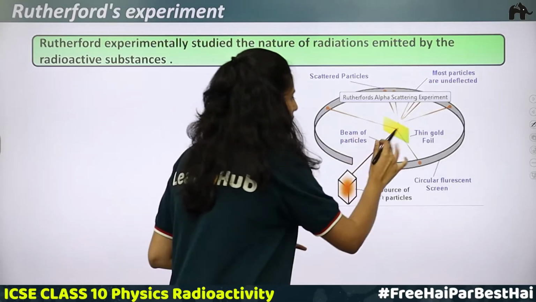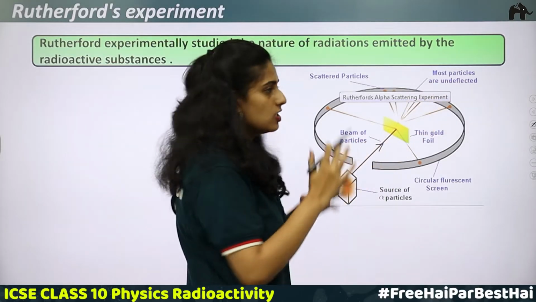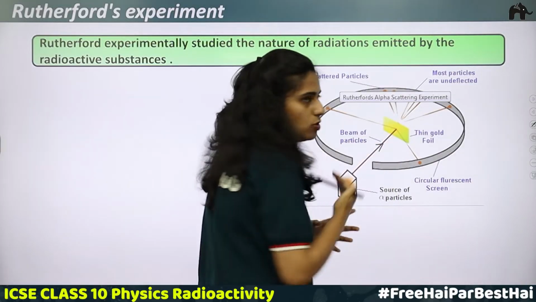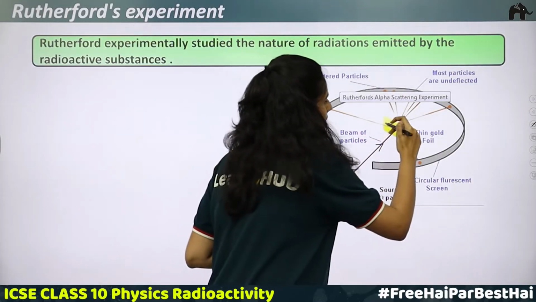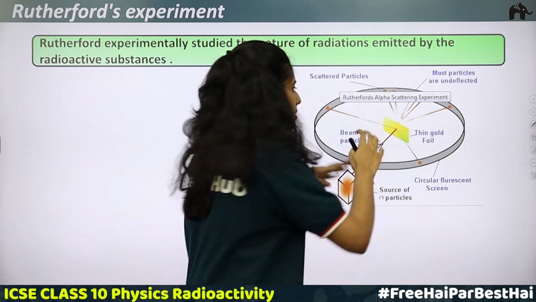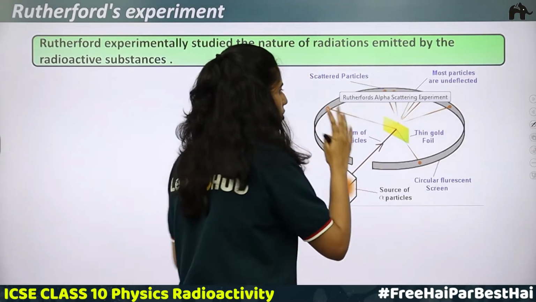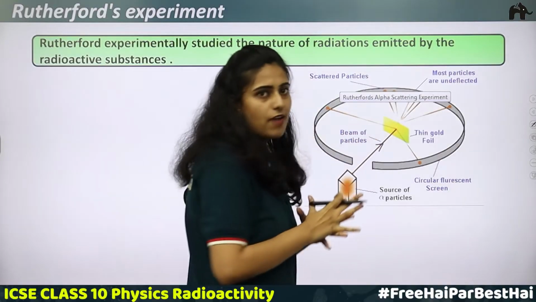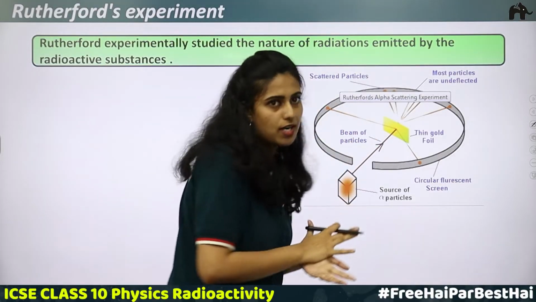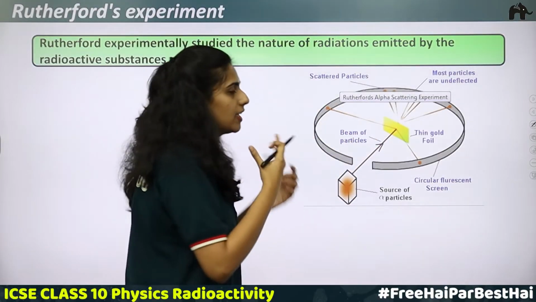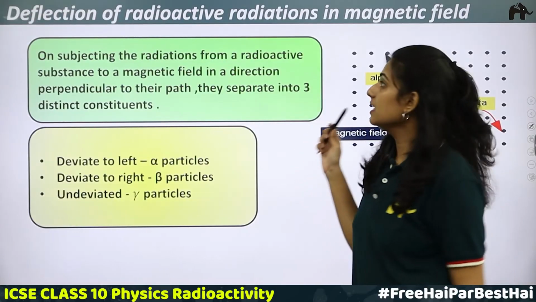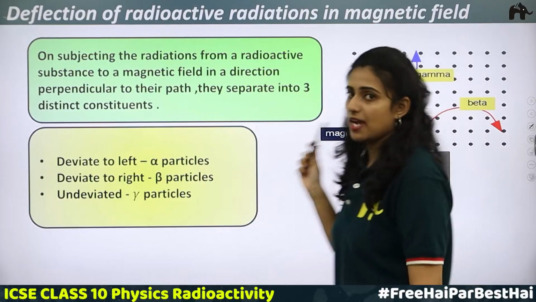Now what happens to the photographic plate? Here you can see that some of the alpha particles rebound, some go undeviated, and some get scattered. This is Rutherford's alpha particle scattering experiment, through which we understand the nature of alpha particles. What happens to alpha particles in a magnetic field or an electric field, we will be discussing now. Next is the deflection of radioactive radiations in a magnetic field.